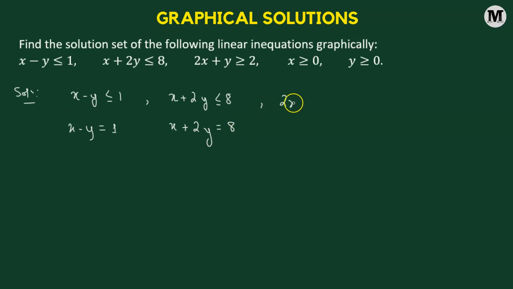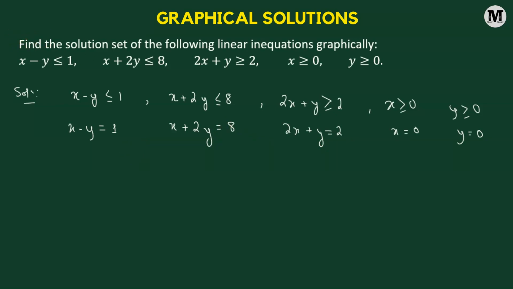The third inequality, 2x plus y greater than or equal to 2, converts to the equation 2x plus y equals 2. Then we have x greater than or equal to 0, which becomes x equals 0, and y greater than or equal to 0, which gives us y equals 0. The reason we converted all these inequalities into equations is that we are going to plot the graph of each equation. So let's go to a graphing calculator.